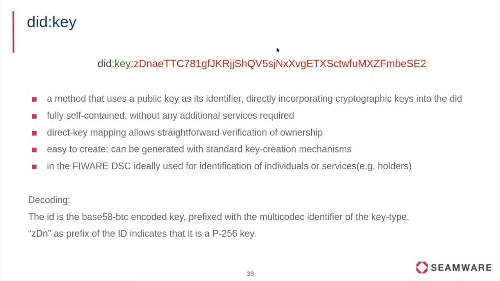Decoding of such a DID key is relatively easy. In this case, the method-specific identifier is base58 BTC encoded. Base58 BTC is essentially an alphabet that is reduced mostly for readability reasons. It's reduced by some characters that can be mistaken from their visuals, and it's prefixed with the multicodec identifier to define the key type. In this case, we have set the multicodec identifier which indicates that we're talking about the P-256 key. And now with that, we know how to verify a signature with this public key.